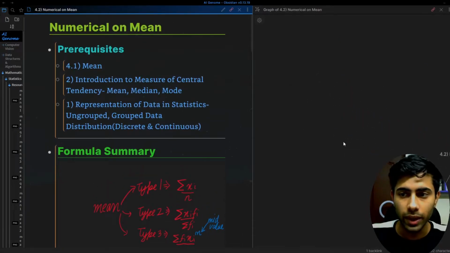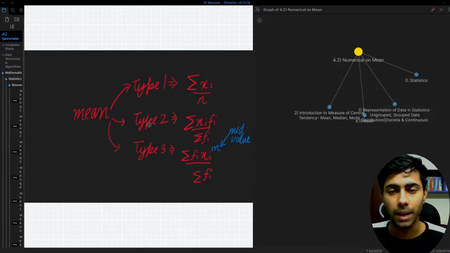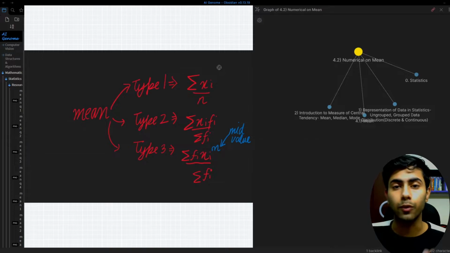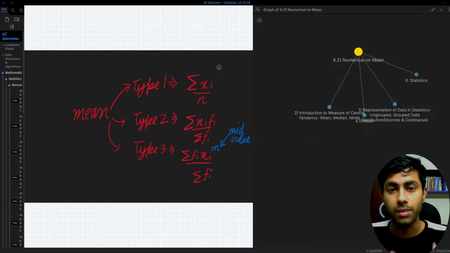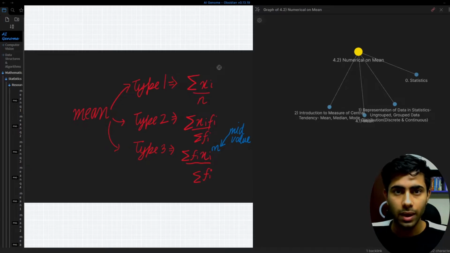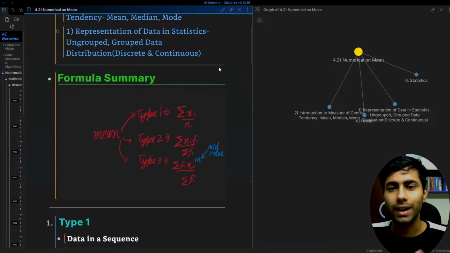First of all, you must know the formula corresponding to each type for the mean. The first formula is for type 1, where I have to take a summation of all the observations present in my data, and then divide by the number of observations. In type 2, I have to take a summation of each class value multiplied by the frequency corresponding to that class value, and then divide it by the total number of frequencies. Similarly I have to do this for type 3, but instead of xi I have to use the mid value of a class interval. So now let us see each and every type of problem.